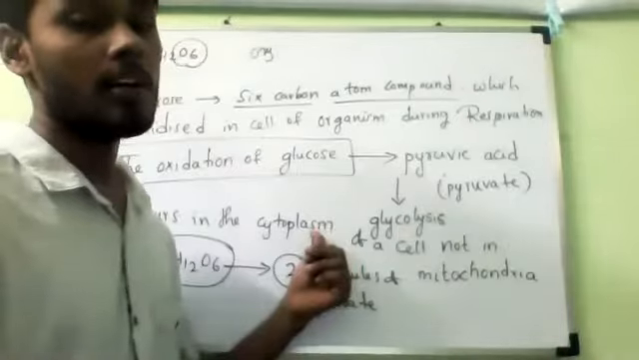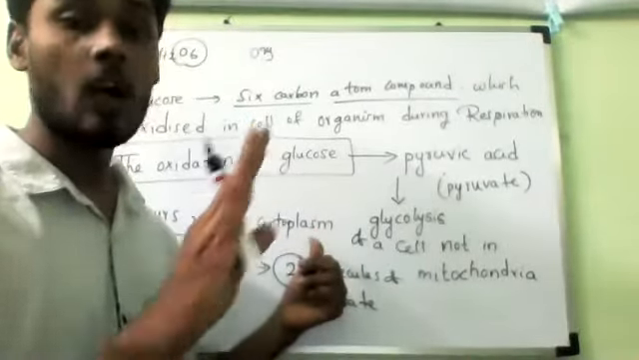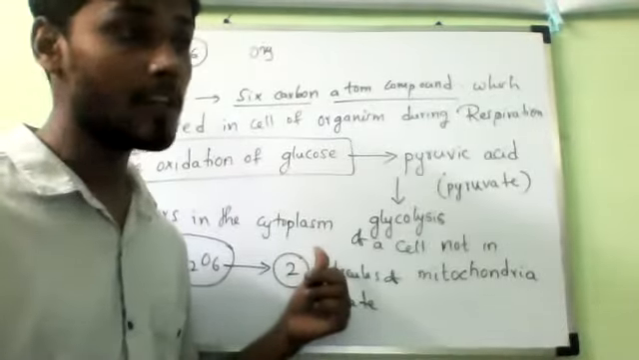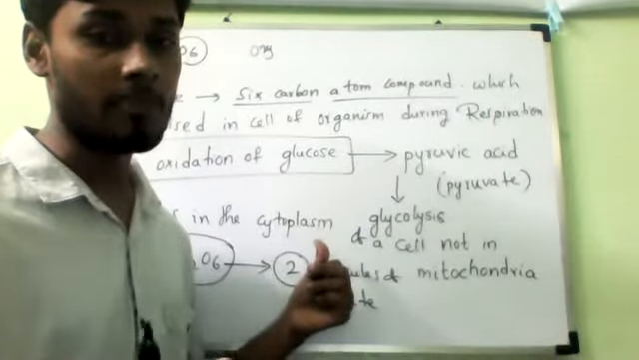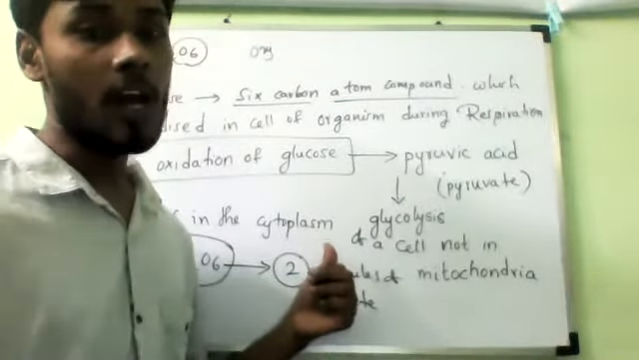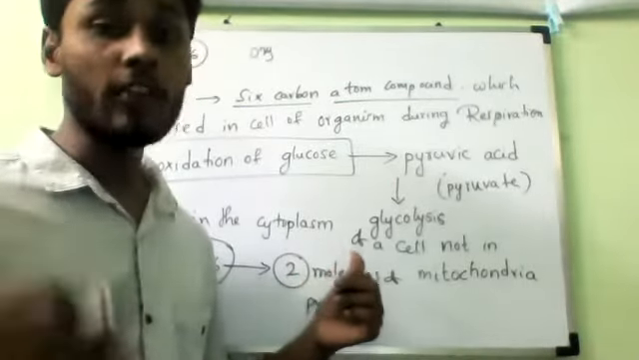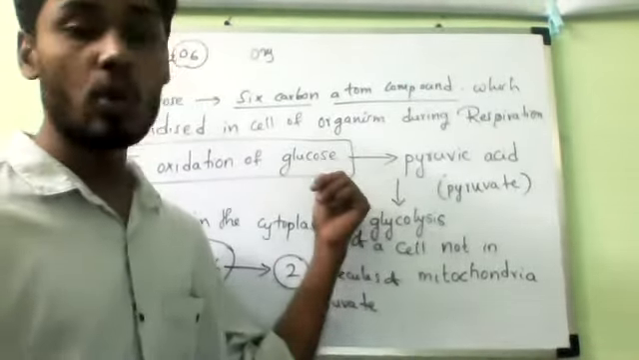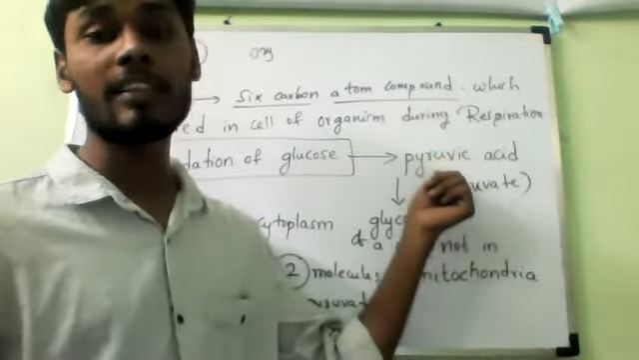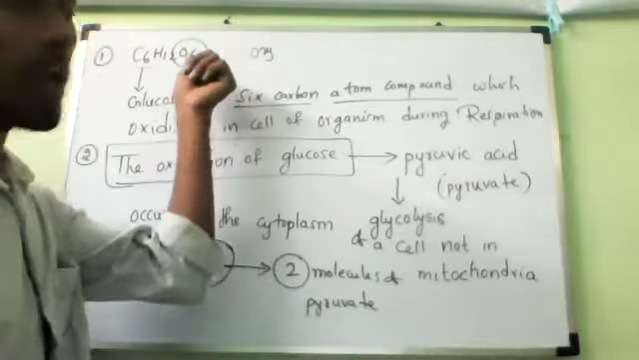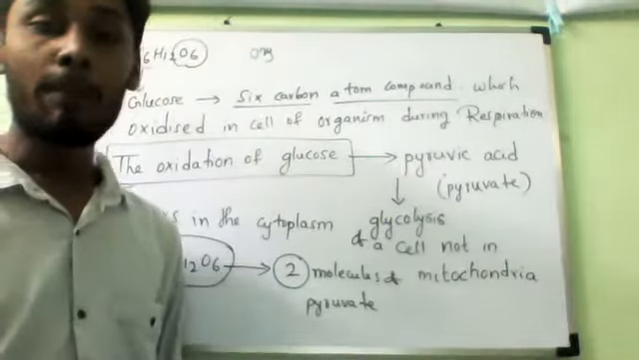Sir, then in which step does oxidation take place? Oxidation of glucose is called the respiration process. But in this respiration process, some steps are involved in the middle. So remember these steps, oxidation will be used. But before going for the oxidation, the glucose will be converted into pyruvic acid. Each one molecule of glucose will become two molecules of pyruvic acid.